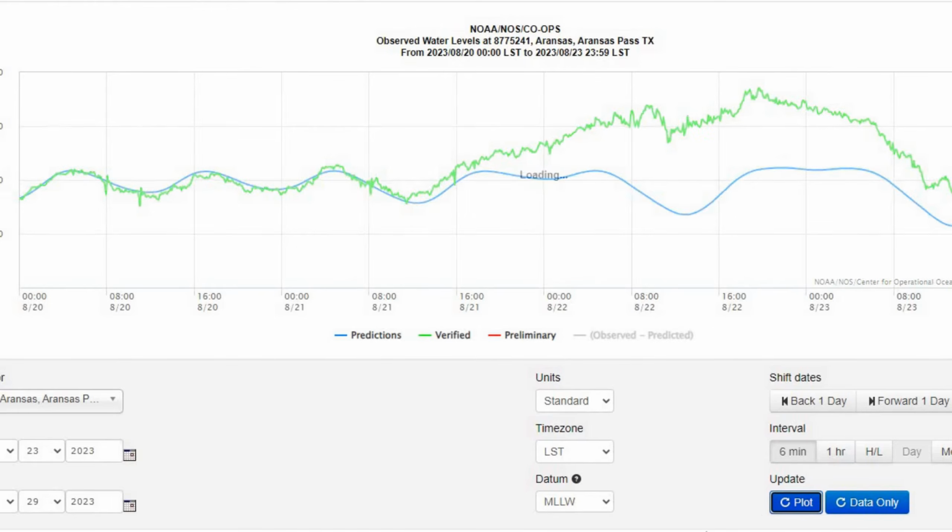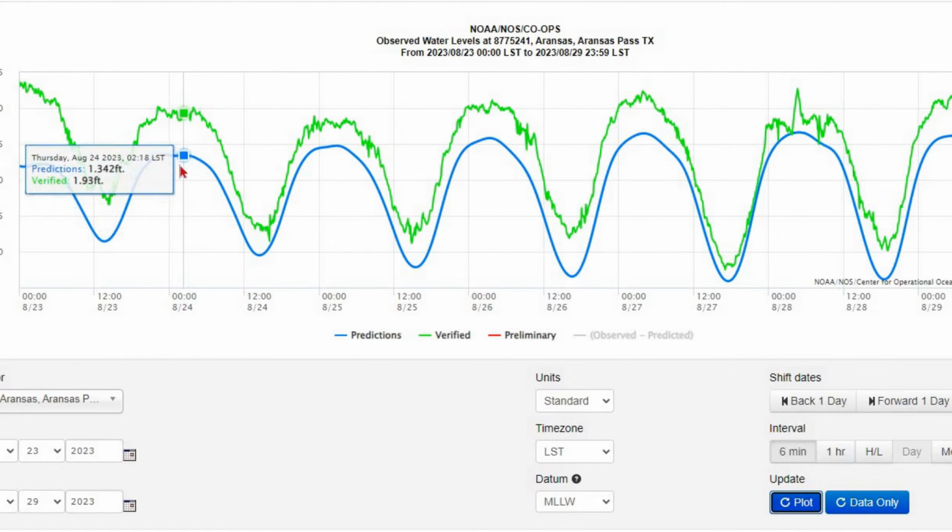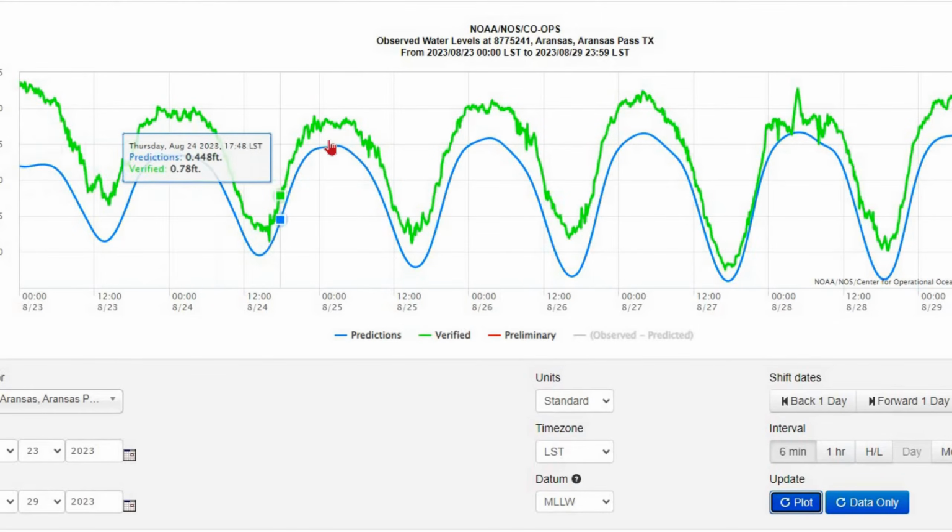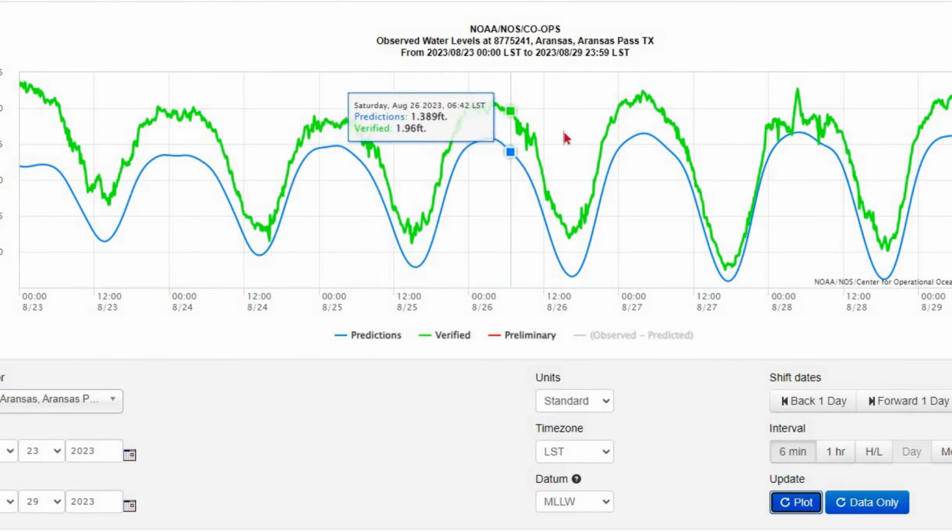So that's one of those rare occasions when it was a huge difference, but all the other times it's usually just a couple inches. But the week after that storm, our tides stayed pretty high for a few days. So it was 1.86 compared to predicted 1.33, and they kind of stayed like that for the most part for about a week.